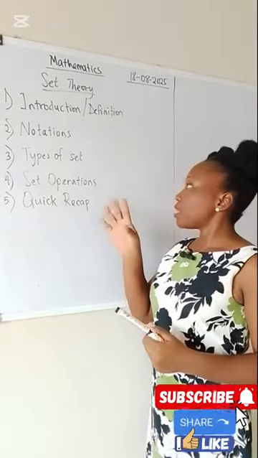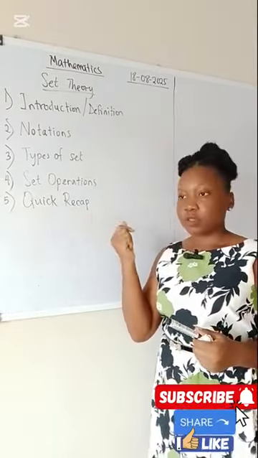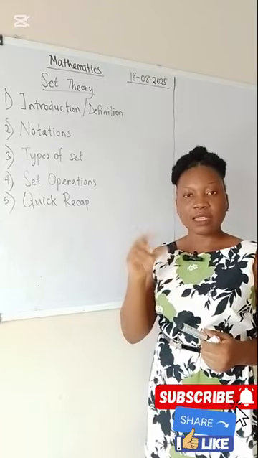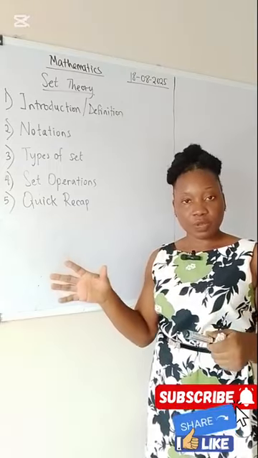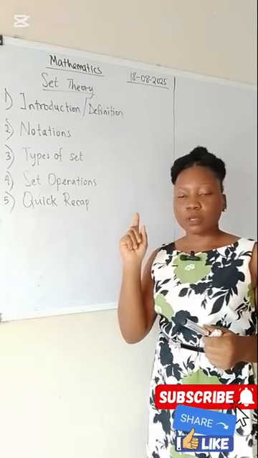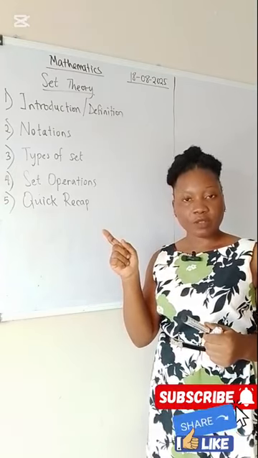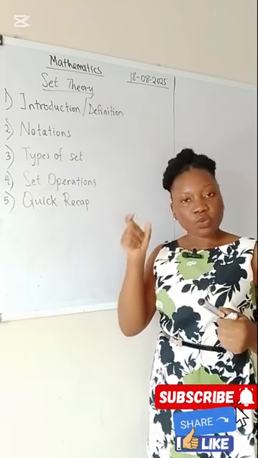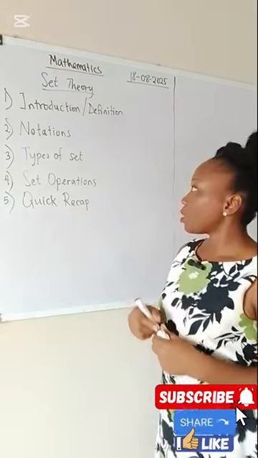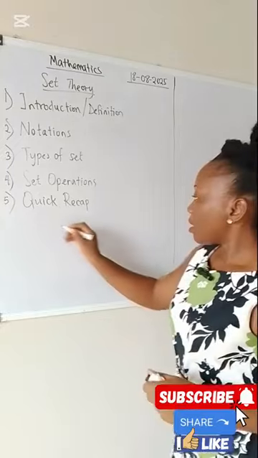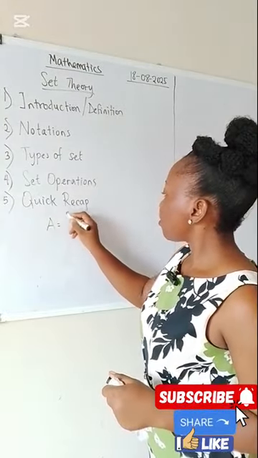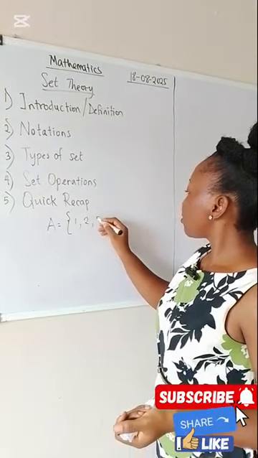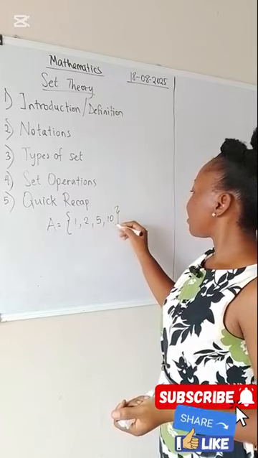Okay, so let's talk about the notation of sets. We've talked about representing the set using capital letters, using curly brackets to represent the set, and separating the elements of the set, which are the objects in question, with commas. Okay, now let's take some examples. Let's say set A is the set of all factors of 10: 1, 2, 5, and 10.